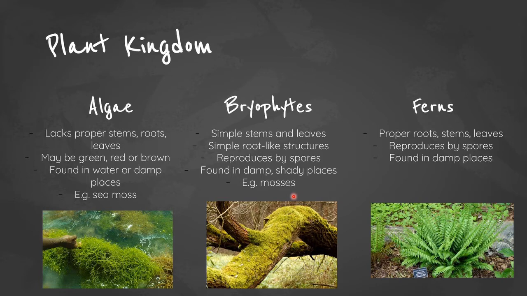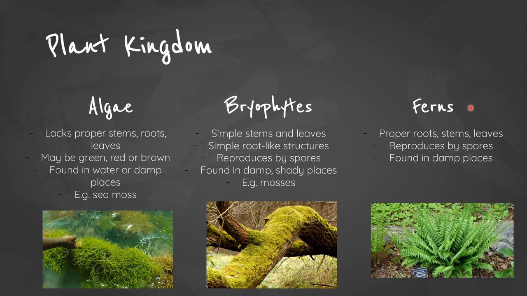Now, bryophytes are found in damp or shady places, and an example is moss. So you can see that it's almost growing on this bark. That's what we call a bryophyte. So it has simple stems, simple leaves, simple root-like structures.